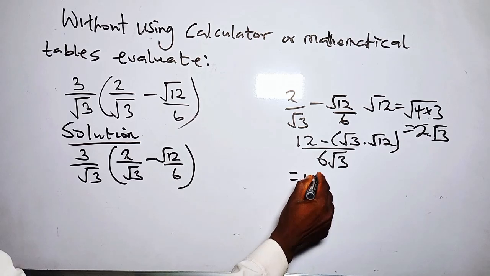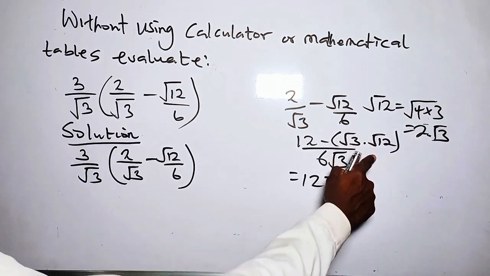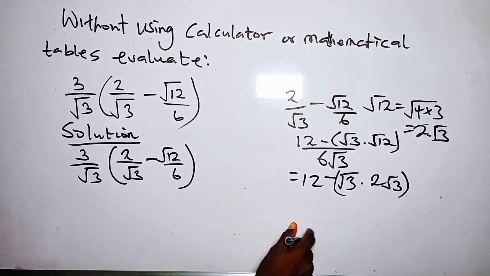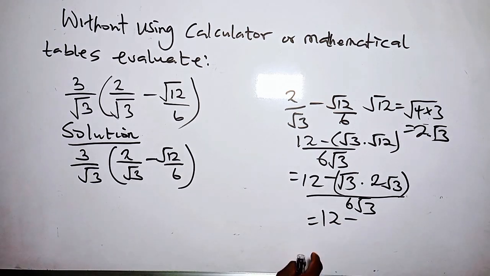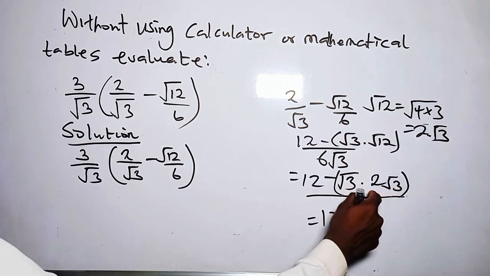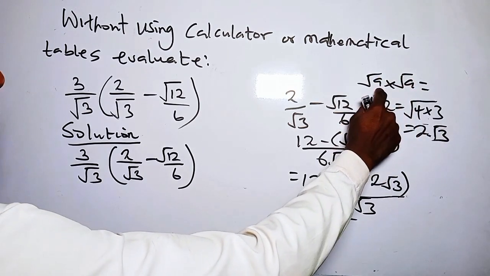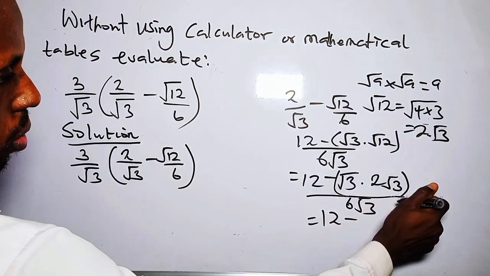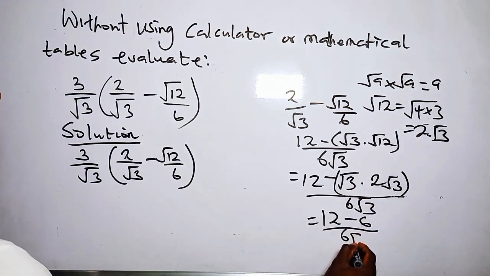So we have 12 minus root 3 times 12, which we replace with 2 root 3, over 6 root 3. This gives us 12 minus, multiplying the same roots, we have it to be 1, so root 3 times root 3 gives us 3, like root a times root a. Since it's the same surd we are multiplying, we pick out 1. So when we say root 3 times root 3, we have it to be 3. From 3 times 2, we have 6, over 6 root 3.